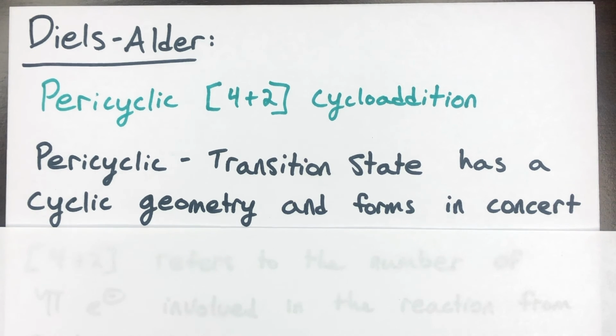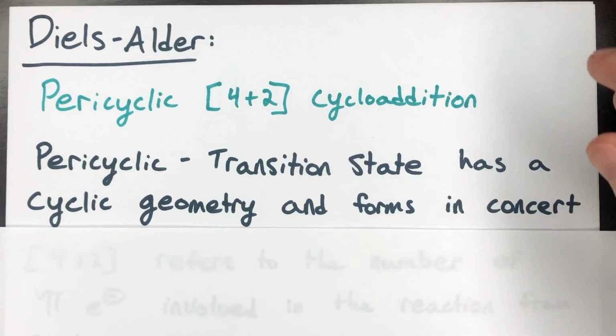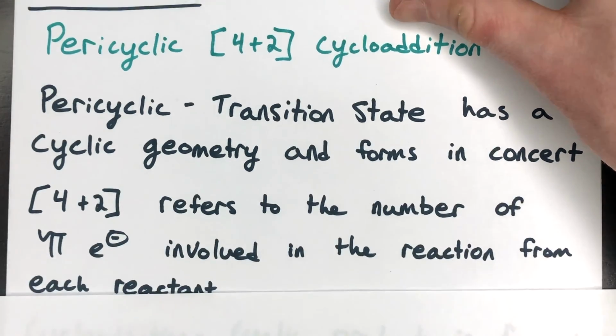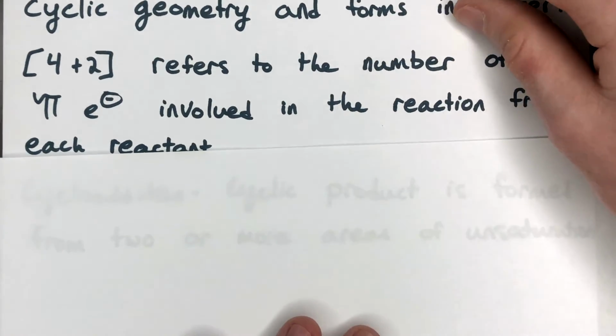This is a similar type of mechanism to what's involved in SN2 and E2, where you have this concerted mechanism in which bonds are being formed and broken at the same time. That is a key feature of pericyclic reactions, and the Diels-Alder is a pericyclic reaction. Then, next thing to talk about is the 4+2.